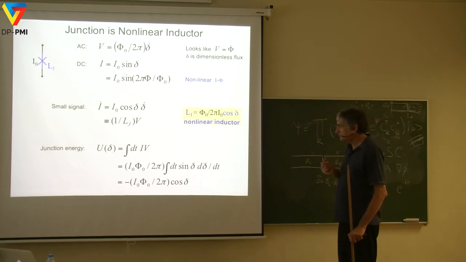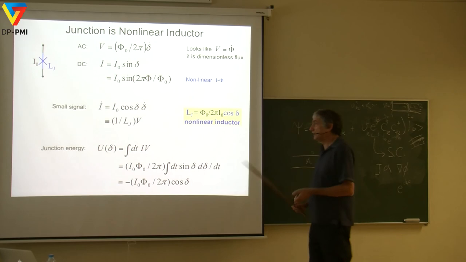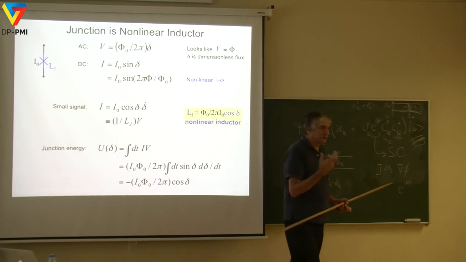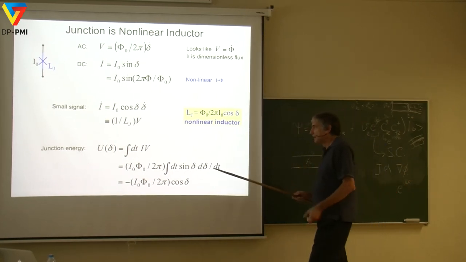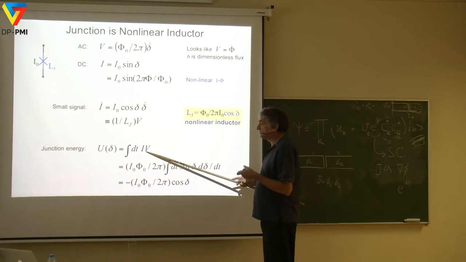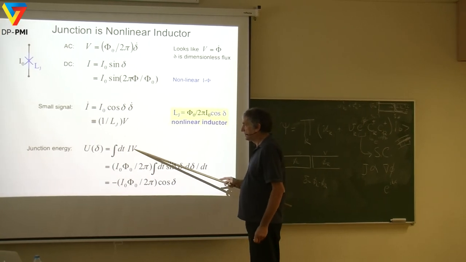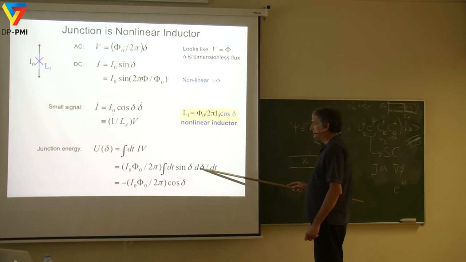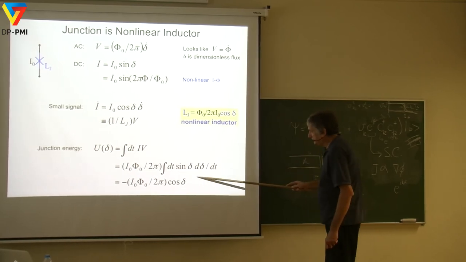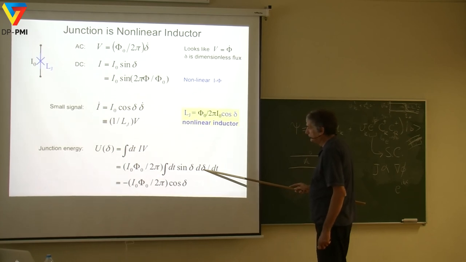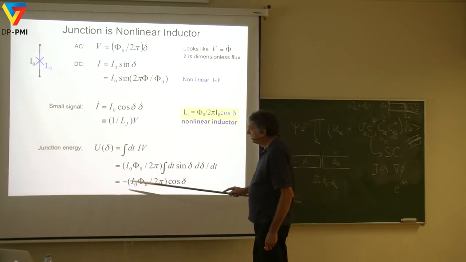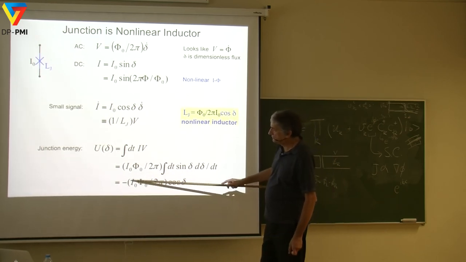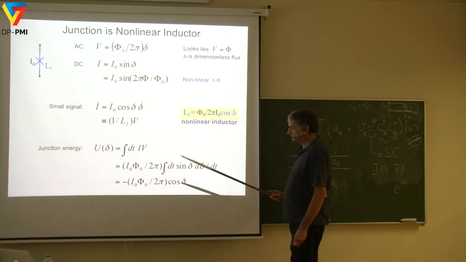Okay. So the last thing we want to do is compute the energy stored in that inductor, because physicists like to think about the dynamics in terms of energy, and this is really useful. So it's just the integral of dt times the power stored in the device, which is I times V. So you plug these formulas in, you get a sine delta, and V goes as d delta dt, and you cancel out the dt's, and you get a sine of delta d delta, which turns into a minus cosine of delta, and then you have this I naught phi naught over 2 pi. This is called the Josephson energy. Say current times flux is an energy.